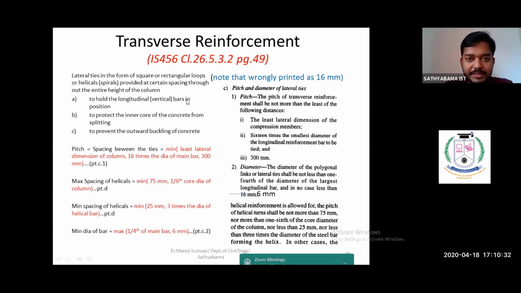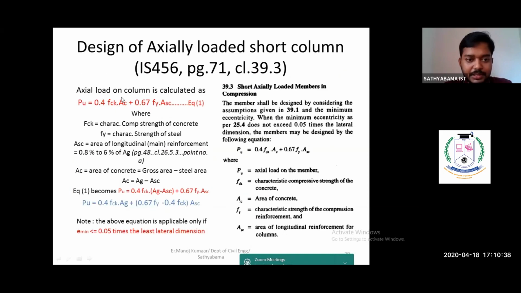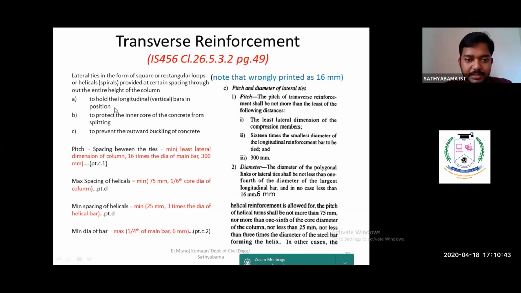Now we will quickly revise the transverse reinforcement. Transverse reinforcements are the tie bars to hold the longitudinal bars in position so that they may not sag sideways, and to protect the inner core of the concrete from splitting, because concrete is very weak in tension and it should be protected from splitting due to tension. To prevent the outward buckling of concrete, that is, the column should not buckle sideways due to eccentric loading applied on the column.